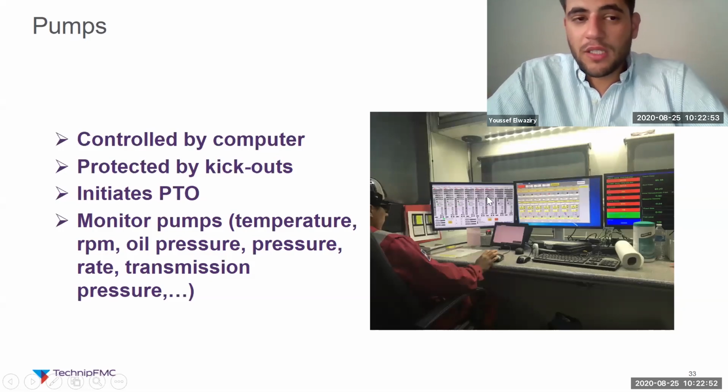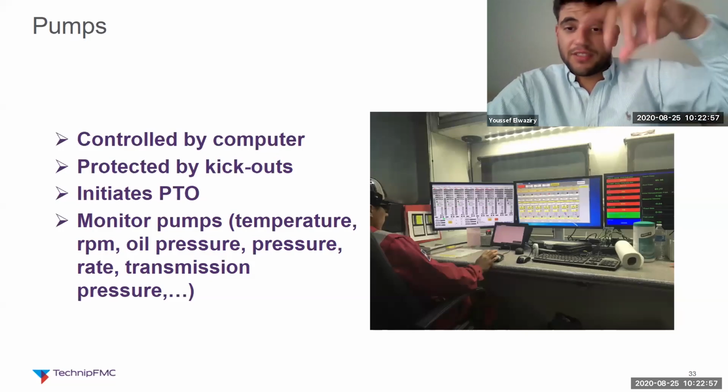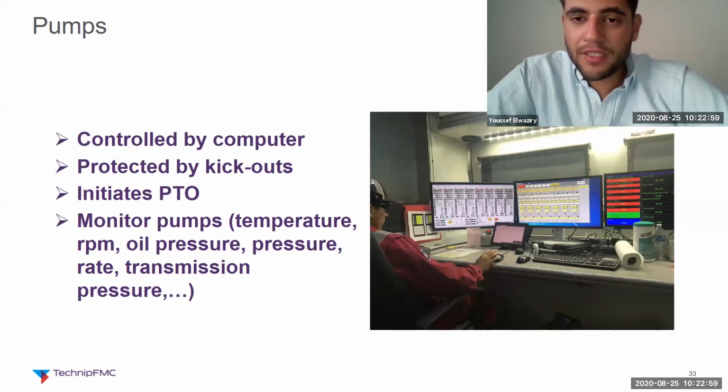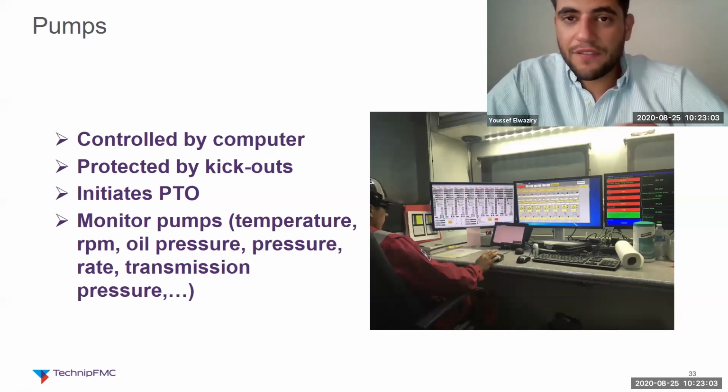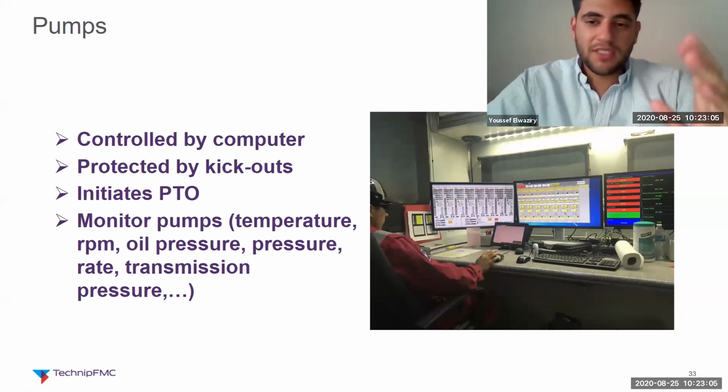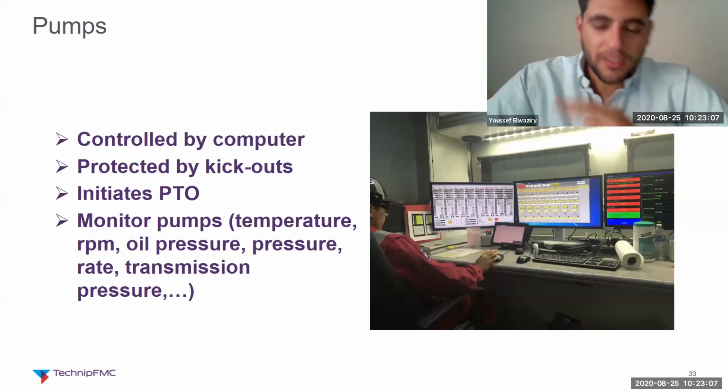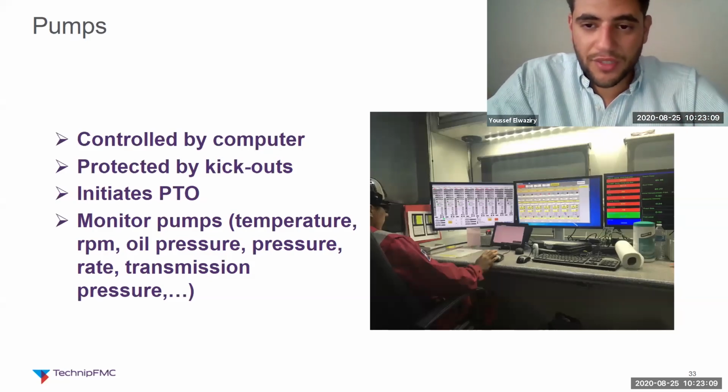And also, the pumps are protected by kickouts. So remember, we said that there's a transducer on top of the fluid end. This transducer is set at a specific pressure. If for some reason we exceed this specific pressure, then the pump stops by itself, and that's just to protect the equipment.